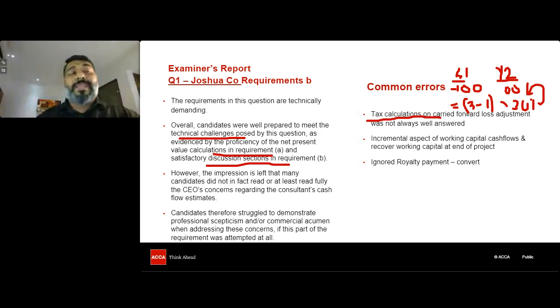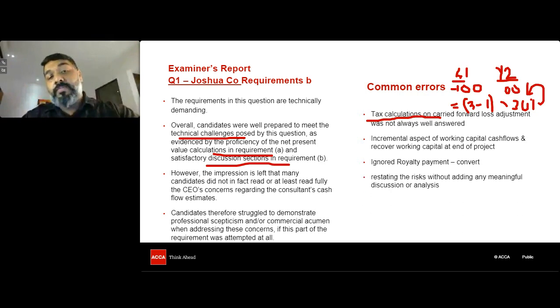So whenever you state any risk in the question, bring discussion, bring analysis. Give it meaningful discussion, meaningful analysis.